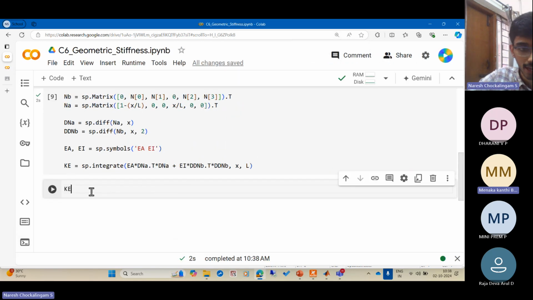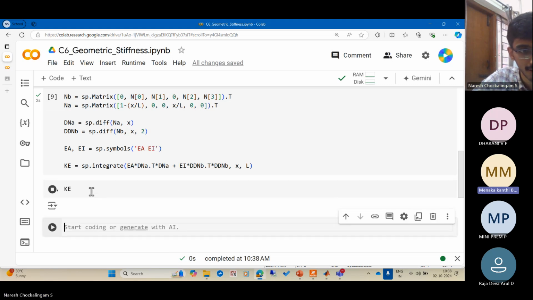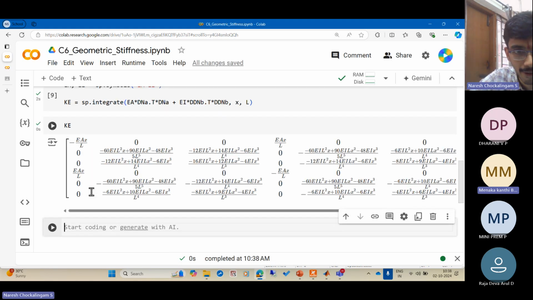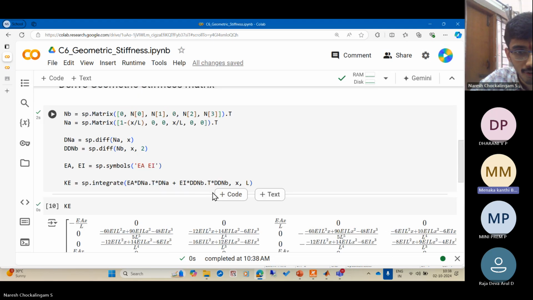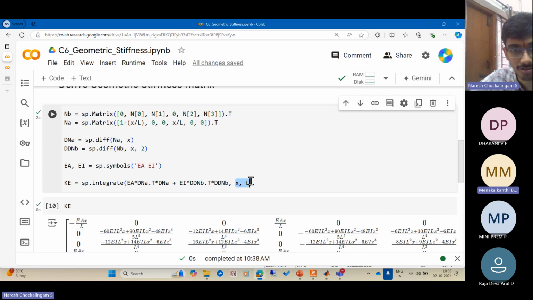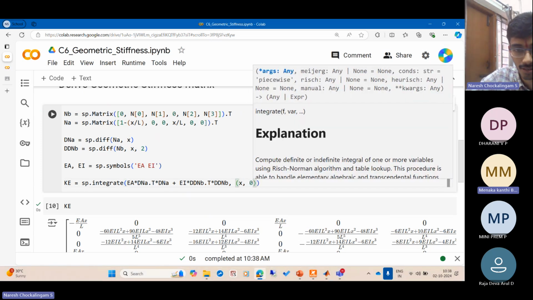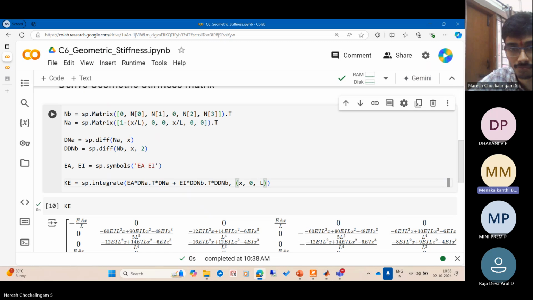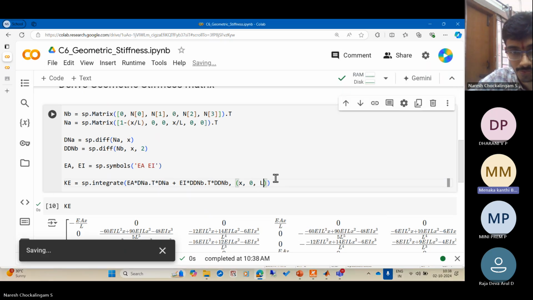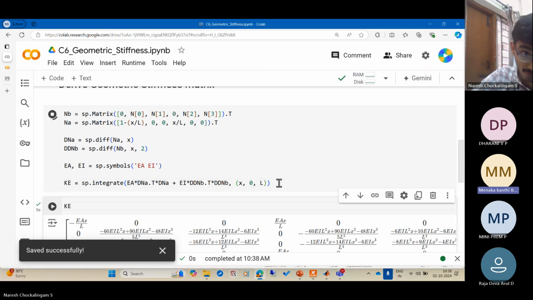Now if you see what KE is, you will see something familiar. This cannot depend on x, right? Oh, sorry, this has to be a tuple. This has to be x comma 0 comma L. Yeah, now you see what KE is.